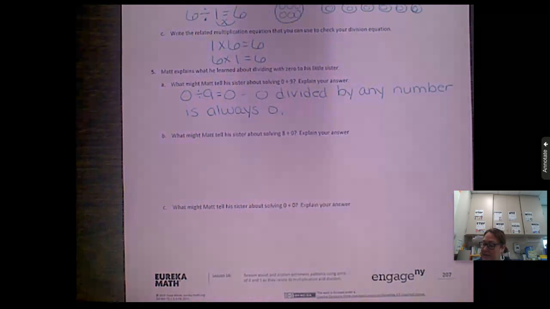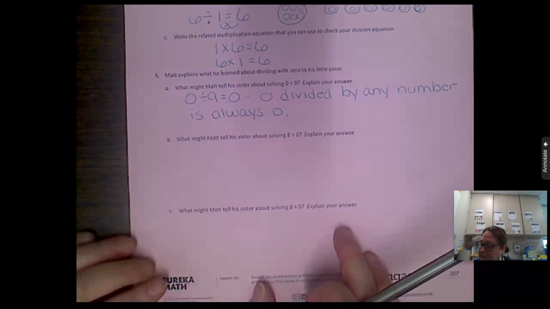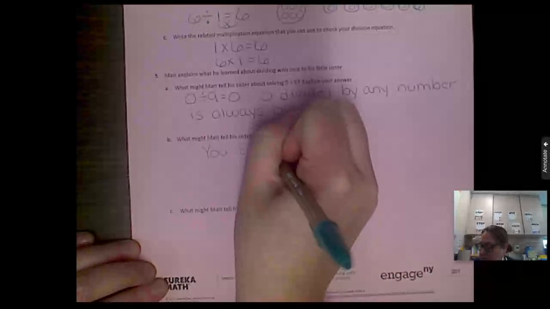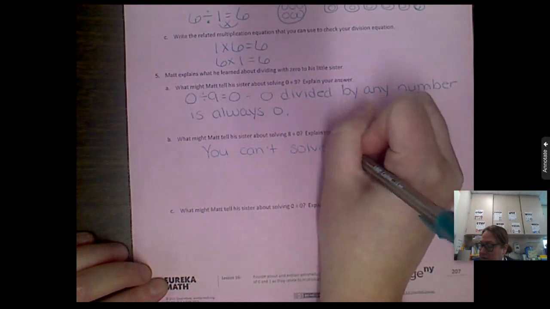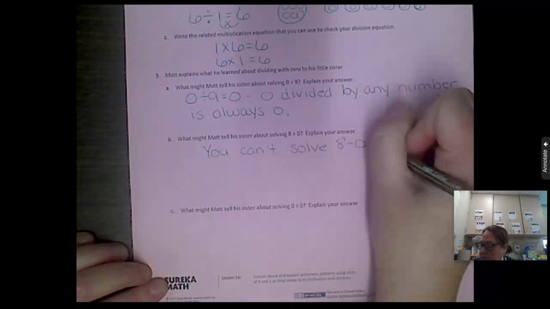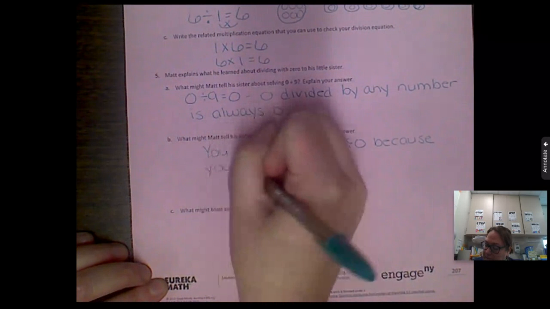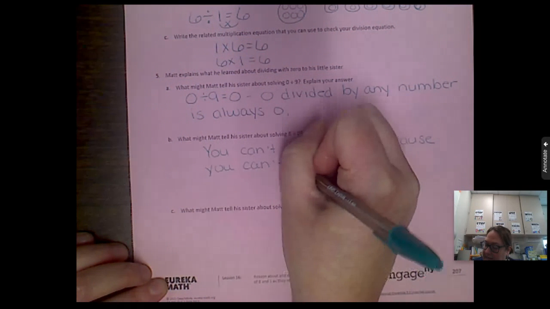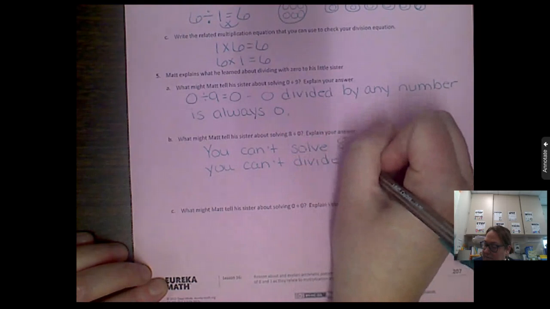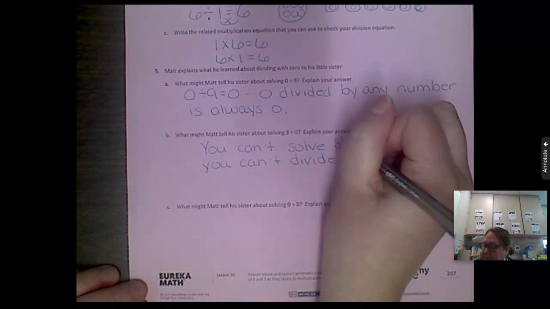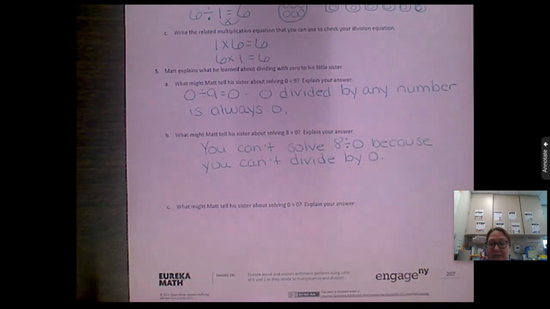Okay. So what might Matt tell his sister about solving 8 divided by 0? You can't solve 8 divided by 0 because you can't divide by 0. You can't solve 8 divided by 0 because you can't divide by 0. You just can't do it. It doesn't work in math. Okay, if you need to pause to finish that last one up, you can.